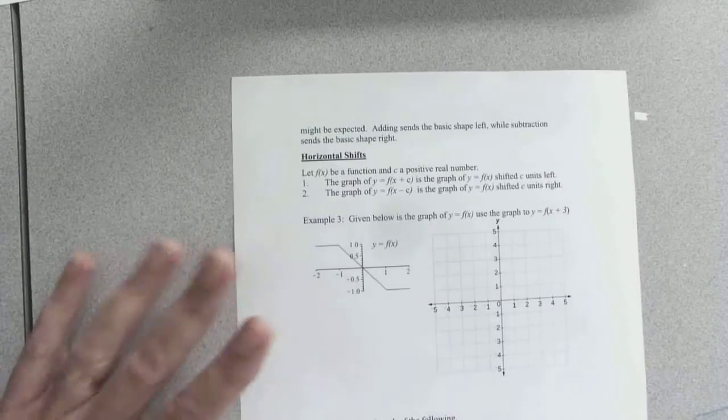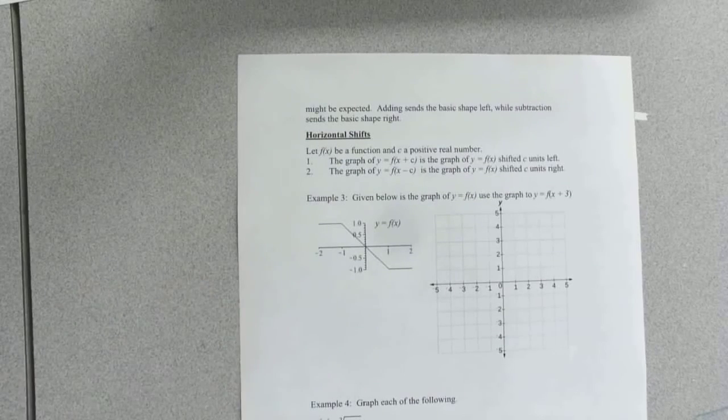So summarizing that, let f of x be a function and c a positive real number. The graph of y equals f of the quantity x plus c, where the c is inside the function, in with the x, is the graph of f of x shifted left c units. Plus sends us left. The graph of y equals f of the quantity x minus c, inside the function, is the graph of y equals f of x shifted right c units.